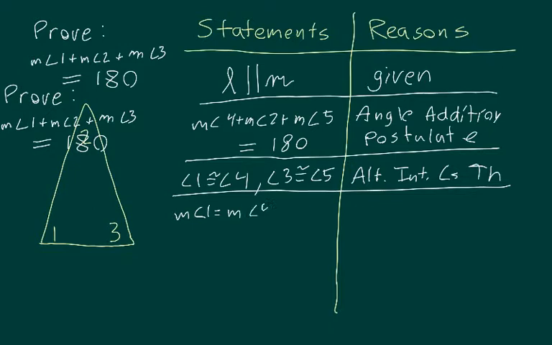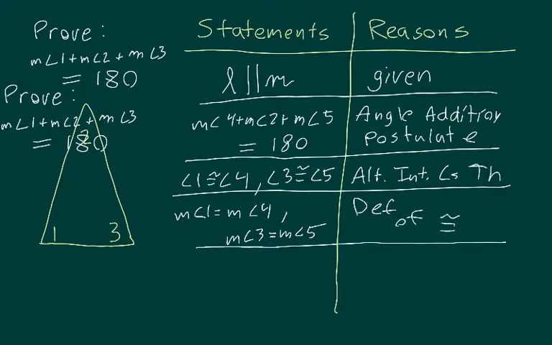So measure of angle 1 equals measure of angle 4, and measure of angle 3 equals measure of angle 5. And that's just the definition of congruence. Alright, all we have left to do is to take the measure of angle 1 and substitute it in for the measure of angle 4 up here, and the measure of angle 3 and substitute it in for the measure of angle 5 up here, and we will get the result we want.